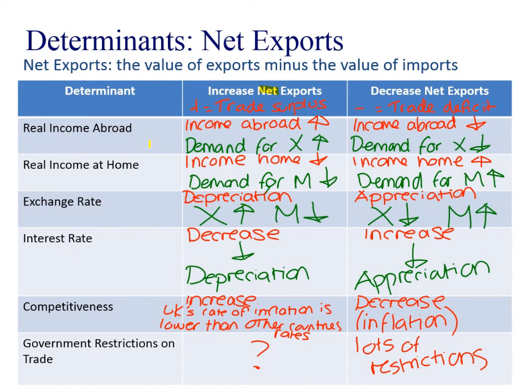Exchange rate depreciation should increase net exports. An interest rate decrease causes depreciation, so again it should increase net exports by increasing the demand for exports, because the price appears to be relatively cheaper than before, and the demand for imports should fall because they become relatively more expensive. Competitiveness: if you just get better at making your products, more productive, more cost competitive, better quality. And government restrictions on trade.